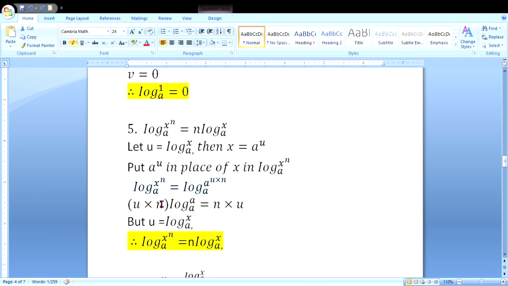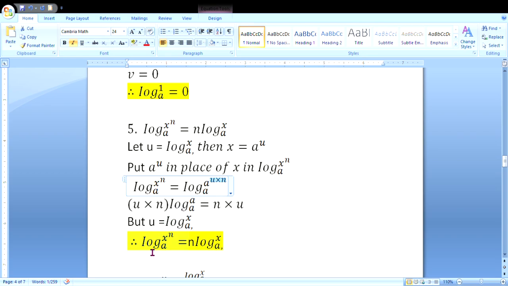If that is done, you will see that this becomes log of a raised to the power of u times n. Then you move u times n backwards, observing one of the laws that says that if we have the power, it has to be transformed back to multiply the logarithm. So it becomes u times n times log a. Remember that log a to base a is 1. So this becomes u times n. Now you have to reflect back. What is u? u is log x to base a.